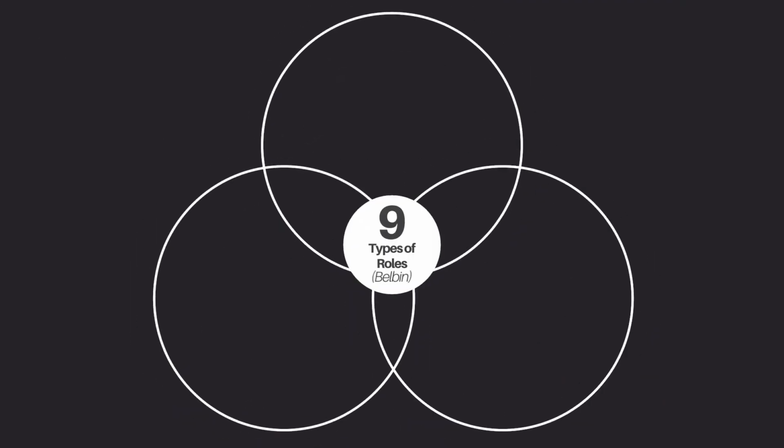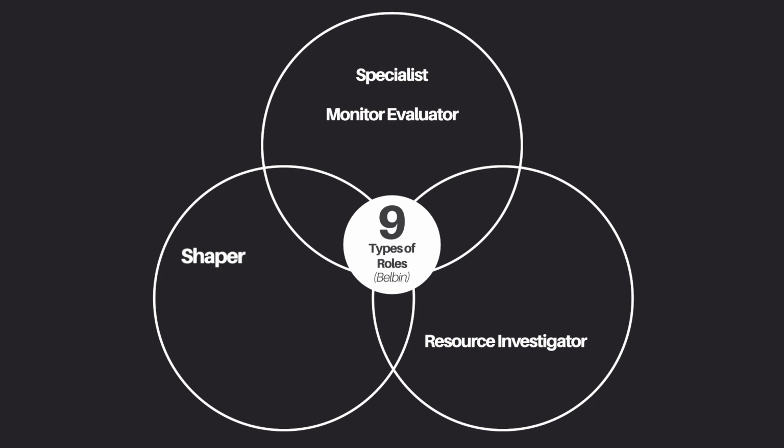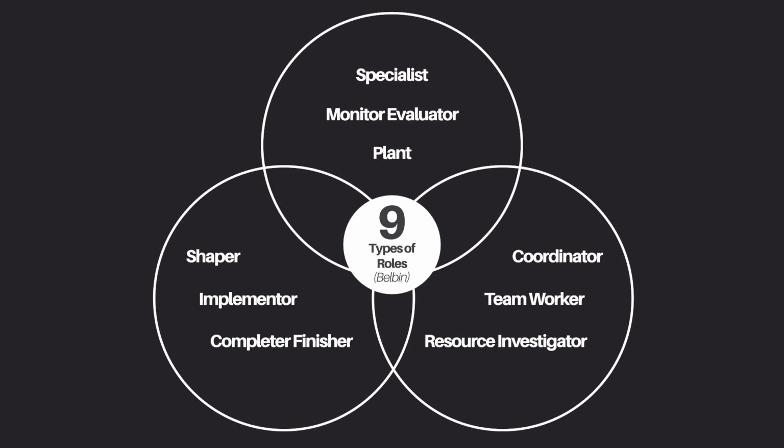According to Belbin, there are 9 roles that are useful to the success of a team: resource investigator, monitor evaluator, specialist, shaper, plant, completer finisher, coordinator, implementer, and team worker. The role you occupy depends at one and the same time on the job, your affinity, and the group dynamics.